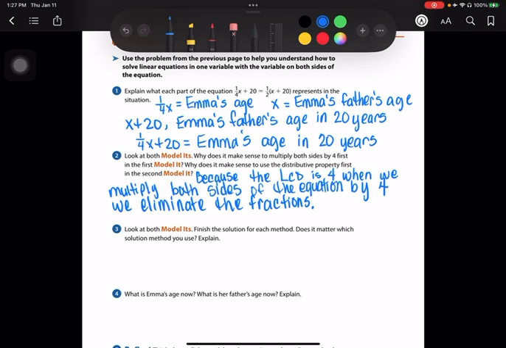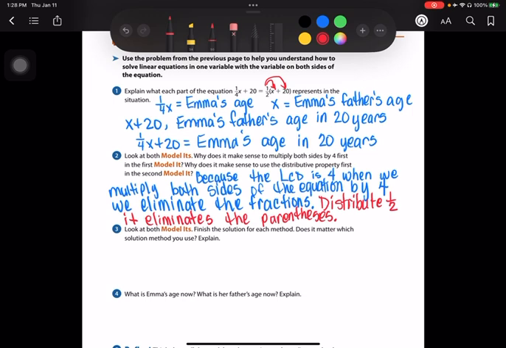That's the first part. Then it said, why does it make sense to use the distributive property first in the second model? Okay. So when we distribute 1/2, it eliminates, which means to get rid of, the parentheses. All right. So again, we distribute this 1/2, then we no longer have any parentheses. Okay. All right. Number 3.